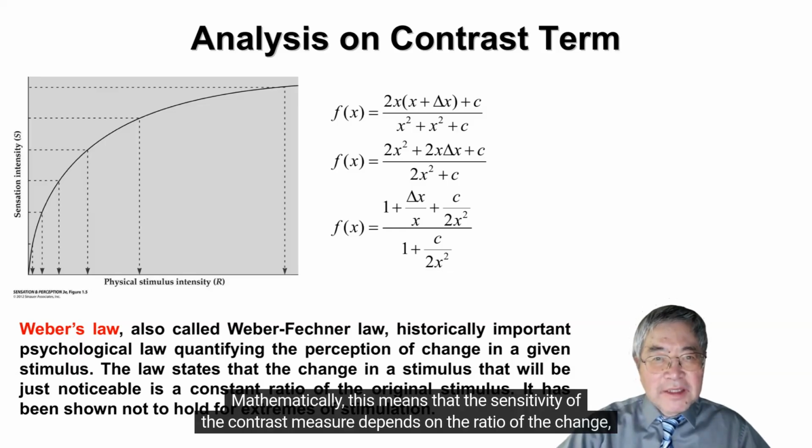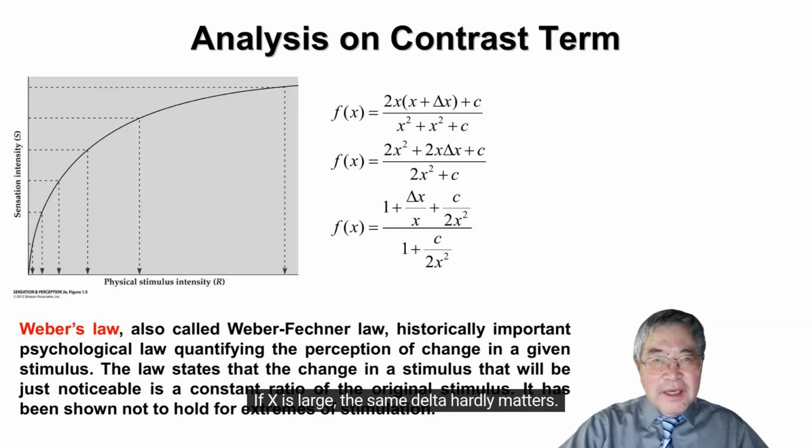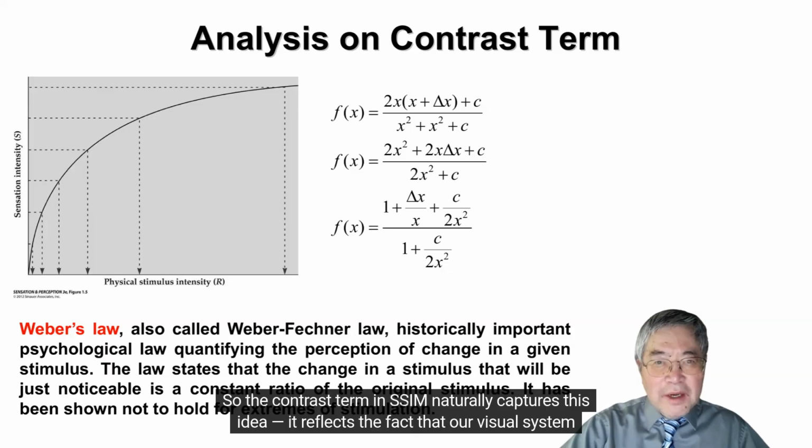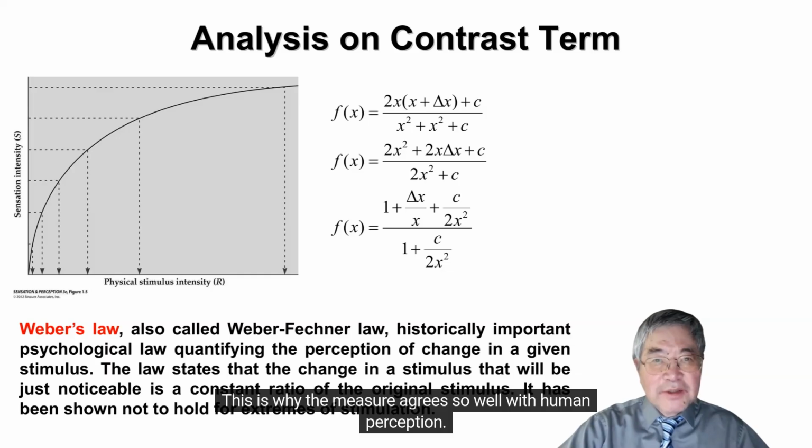Mathematically, this means that the sensitivity of the contrast measure depends on the ratio of the change delta x to the baseline x. If x is small, even a small delta makes a big difference. If x is large, the same delta hardly matters. So, the contrast term in SSIM naturally captures this idea. It reflects the fact that our visual system is tuned to relative, not absolute differences. This is why the measure agrees so well with human perception.